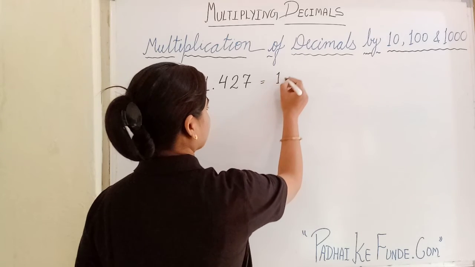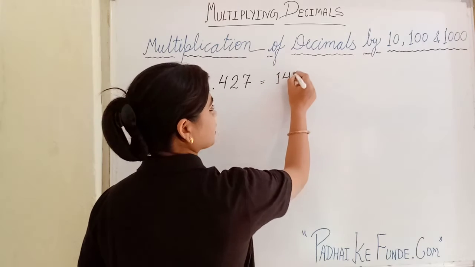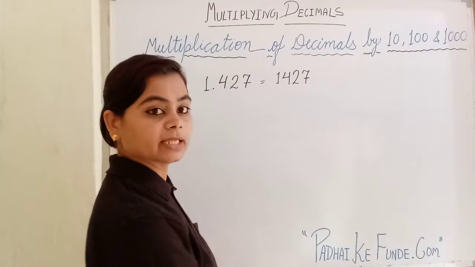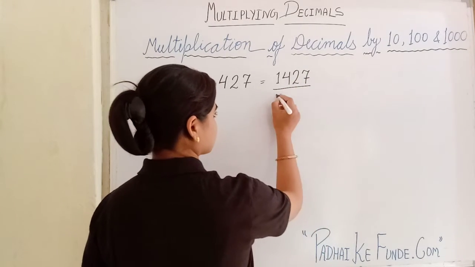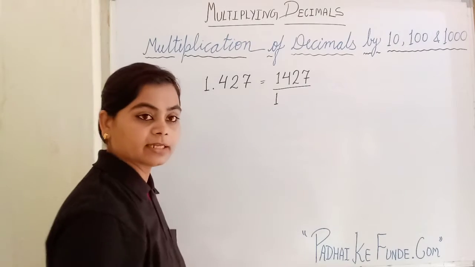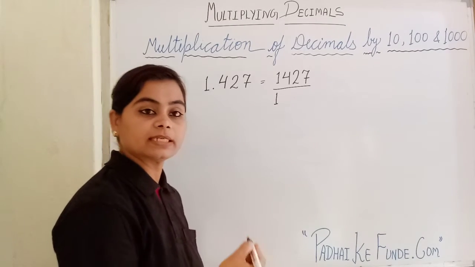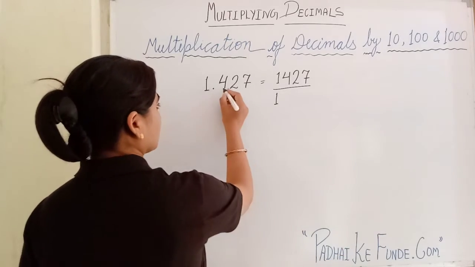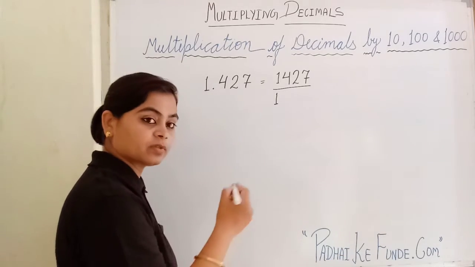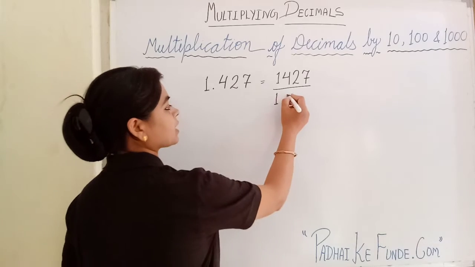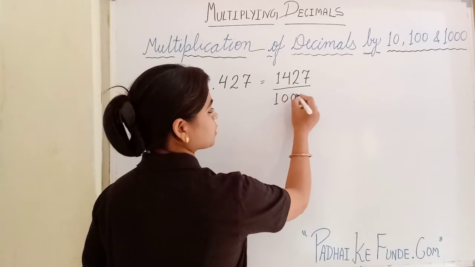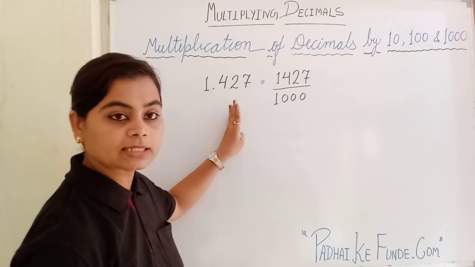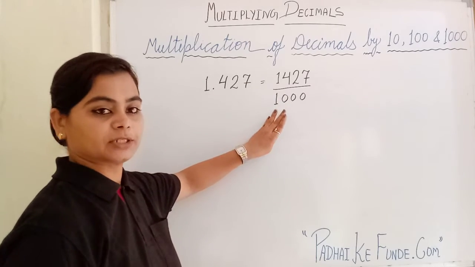Then I have to write first all the digits without decimal, and then in the denominator 1, and then I need to see how many digits were there after the decimal in the decimal number. 1, 2, 3. Here we have 3 digits after decimal, so here I need to place 3 zeros after 1 in the denominator. So here I have converted this decimal into a fraction.